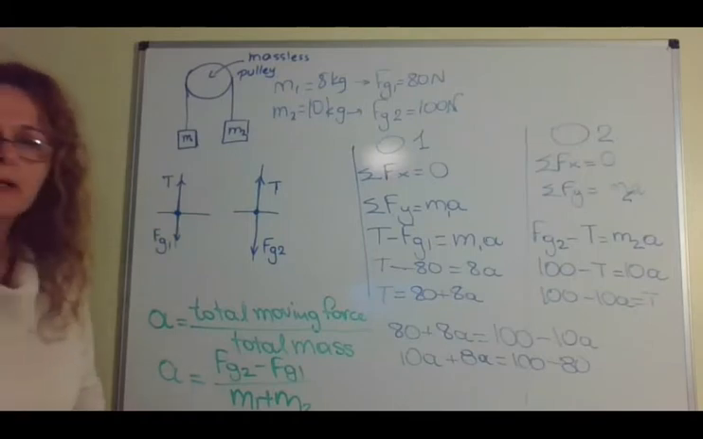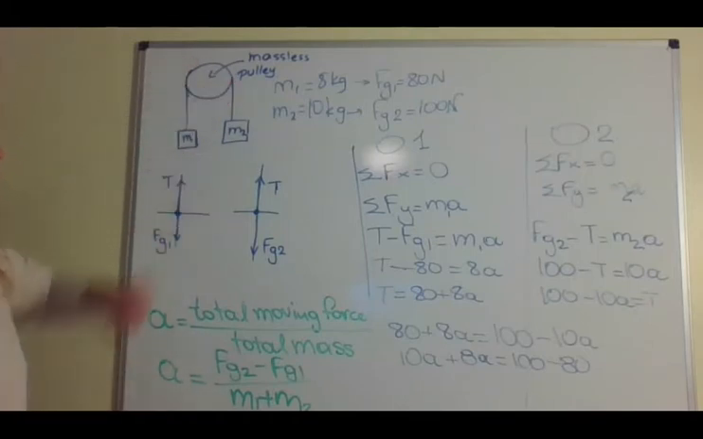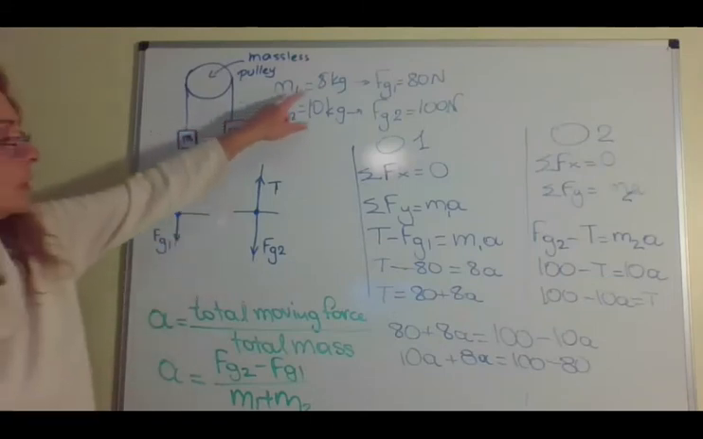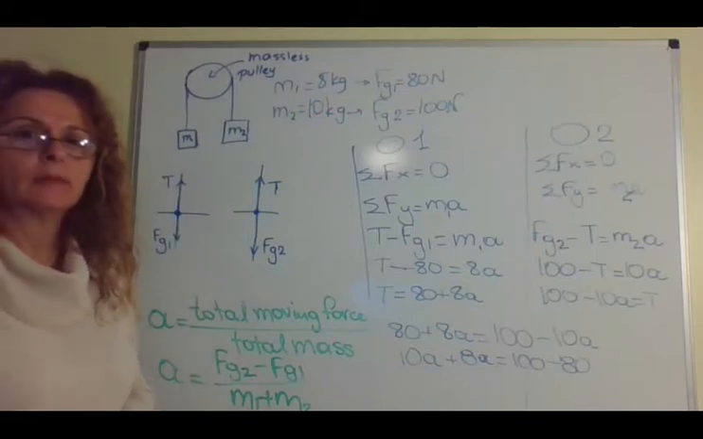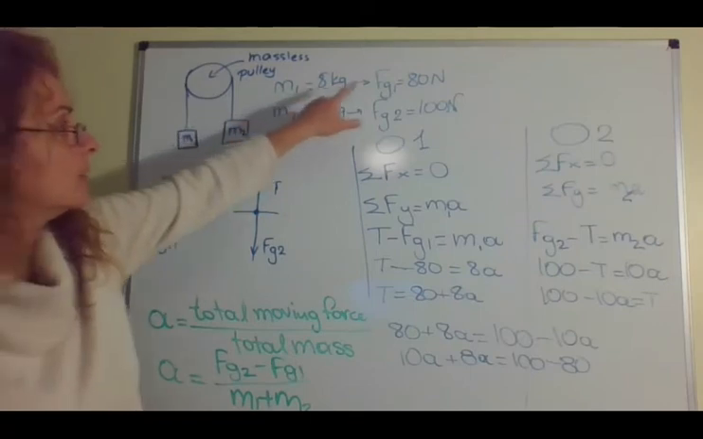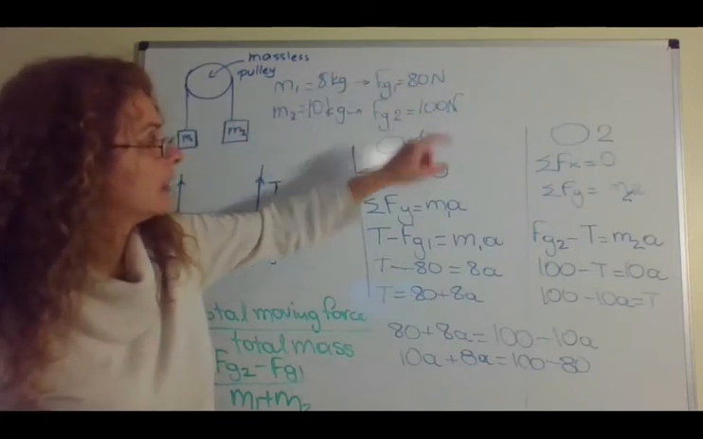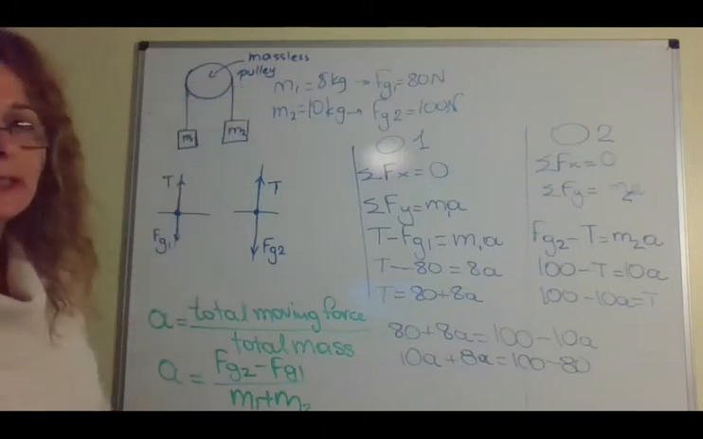This is an Atwood machine. We have a massless pulley and we have two masses, and let's consider that mass 1 will be 8 kilograms and mass 2 will be 10 kilograms. That means that the force due to gravity will be mass times g, meaning 80 newtons and 100 newtons. Now we consider the pulley to be massless.